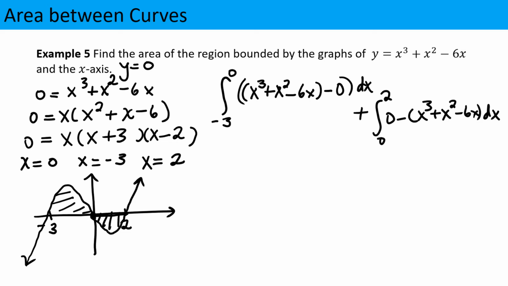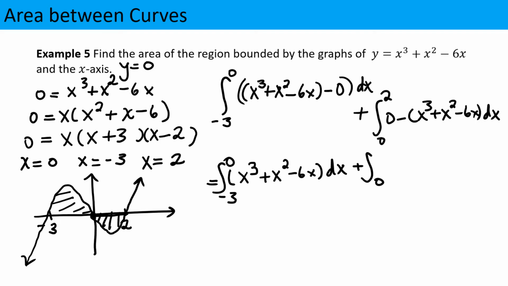Let's clean this up a little bit. So this will be the integral from -3 to 0 of x cubed plus x squared minus 6x dx plus the integral from 0 to 2. We need to distribute this negative, so it'll be minus x cubed, distributing the negative, minus x squared, and plus 6x dx. Let's use our calculator to compute these integrals.